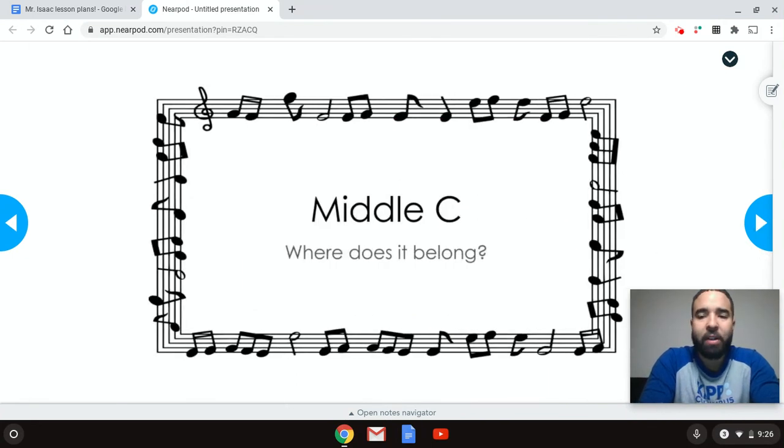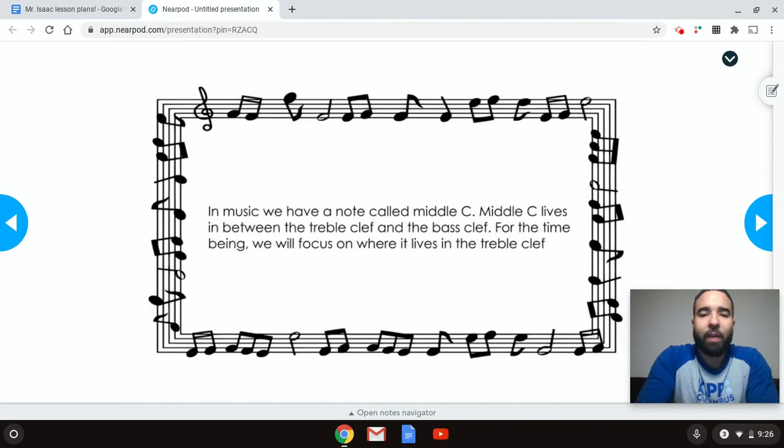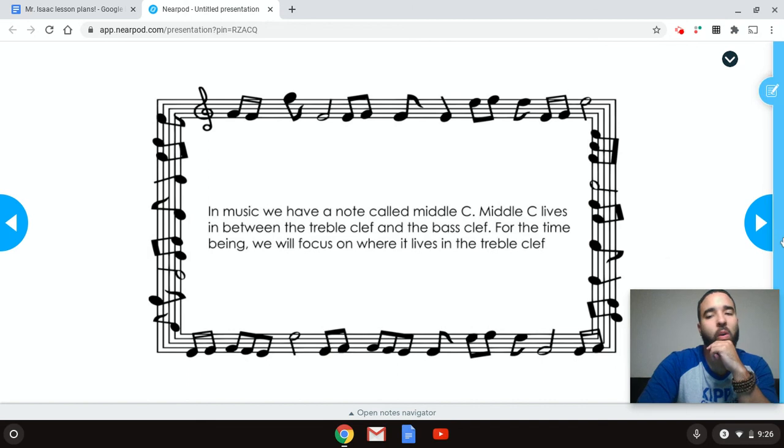Okay, where does it belong? In music, we have a note called middle C. Middle C lives in between the treble clef and bass clef. For the time being, we will focus on where it lives in the treble clef. It's called middle C because, again, it lives in the middle of the treble clef and the middle of the bass clef. All right. Now, you can read middle C on bass clef as well, but it looks different when you read it on bass clef. So that's why we're only going to focus on treble clef. It looks like that note I just showed you when it's a middle C on treble clef, okay? And that's all we're learning right now. We're not learning bass clef at the moment anyway.